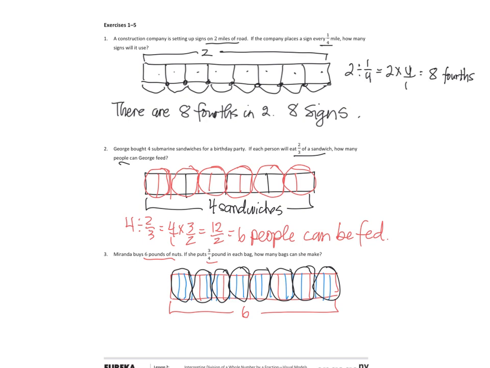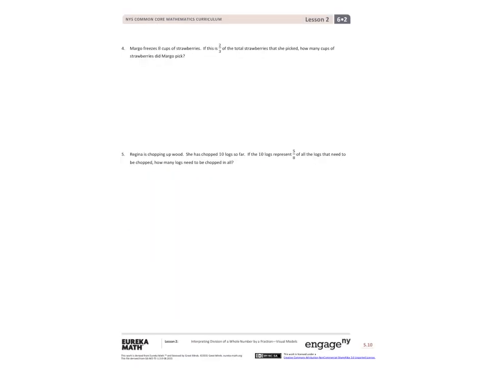So if I take 6 and I divide that by 3/4, which is 6 times 4/3, which is 24 over 3, you know what? That equals 8. So 8 bags. She can make 8 bags, and that goes right along with the model that we just made. Wow, I love it when it works out. Okay, let's try this. Margot freezes 8 cups of strawberries, okay?